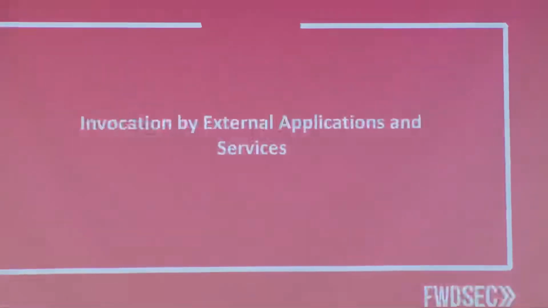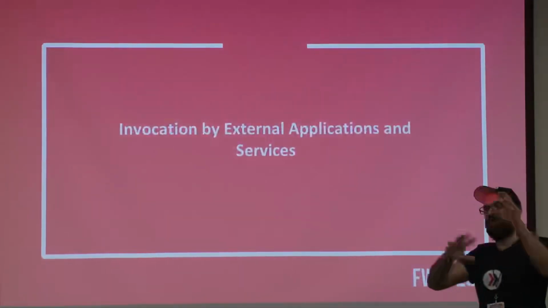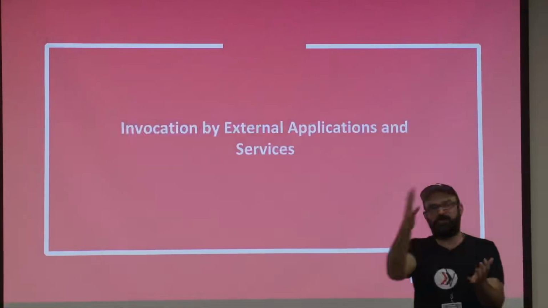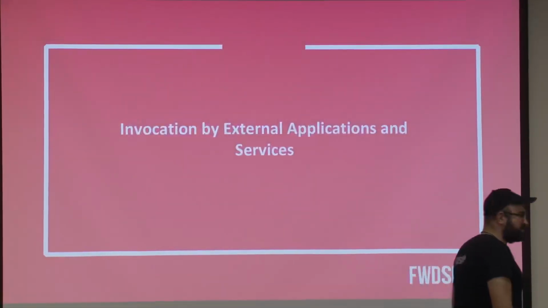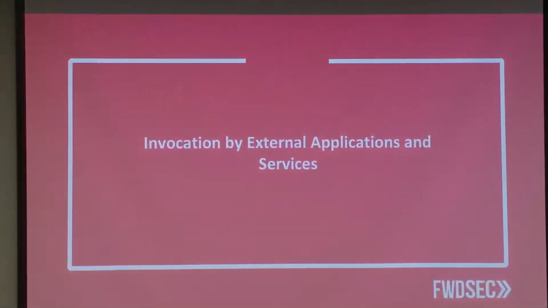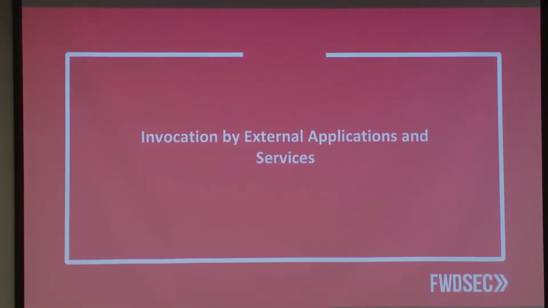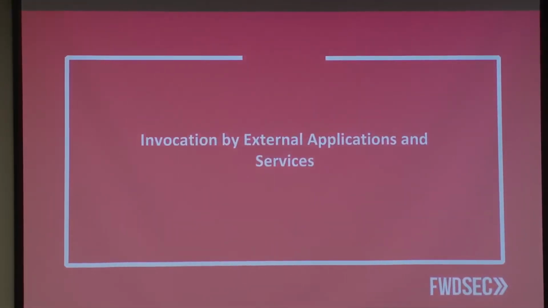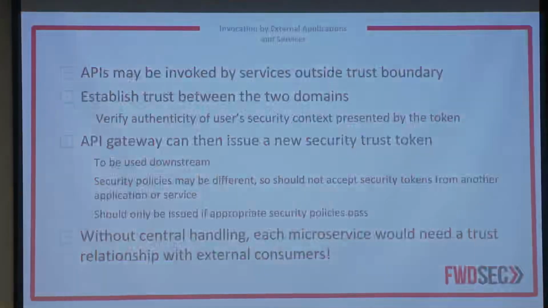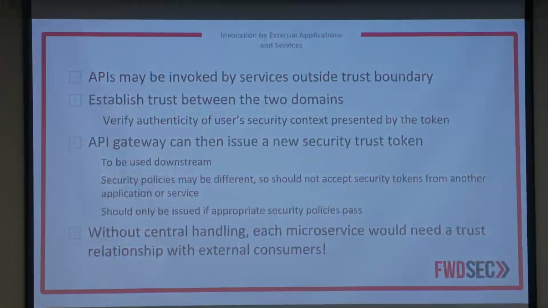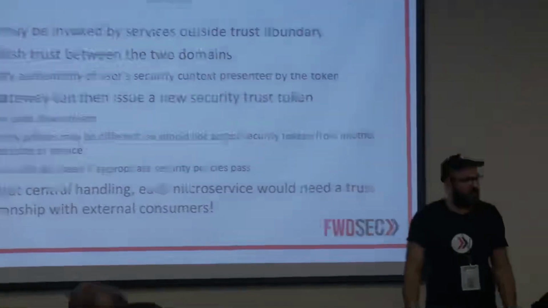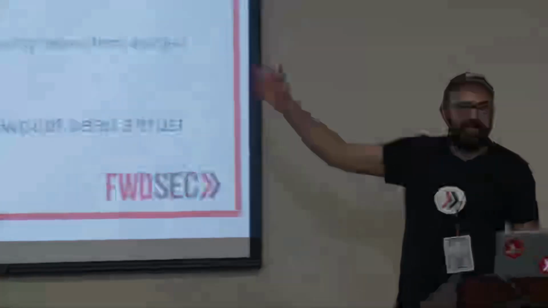What about invocation by external applications and services? So far we've been talking about all these microservices talking to each other and everything within a call chain within that application or service space. But what if we want to have other external applications or services call our microservices? So APIs may be invoked by services outside the trust boundary of that application. So as I mentioned earlier, you need to establish trust between the two domains and verify the authenticity of the user's security context presented by the token that they give to you.